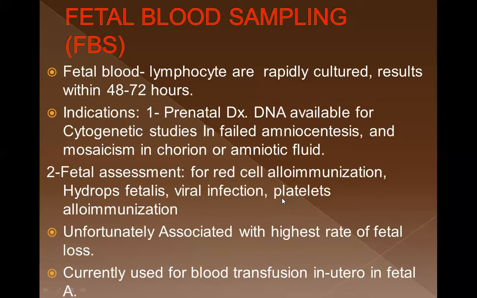Another invasive method هو fetal blood sampling. Fetal blood lymphocytes are rapidly cultured. Result within 48 إلى 72 hours. Indication هو prenatal diagnosis و DNA available for cytogenetic study in failed amniocentesis and mosaicism in chorion or amniotic fluid. Number 2, fetal assessment for red cell alloimmunization, hydrops fetalis, viral infection or platelet alloimmunization.